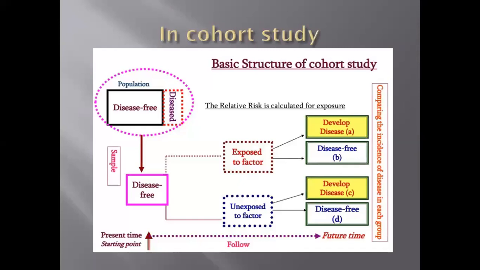Here you can see the basic structure of a cohort study. From the starting point, we move in the future, and this is the population. We will take a sample from the population, and then one section will be exposed and the other will not be exposed to the factors. Then we will see the results: how many people develop the disease and how many remain disease free in both groups. Comparing the incidence of the disease in each group will be done in the cohort study, and the relative risk will be calculated for the exposure.